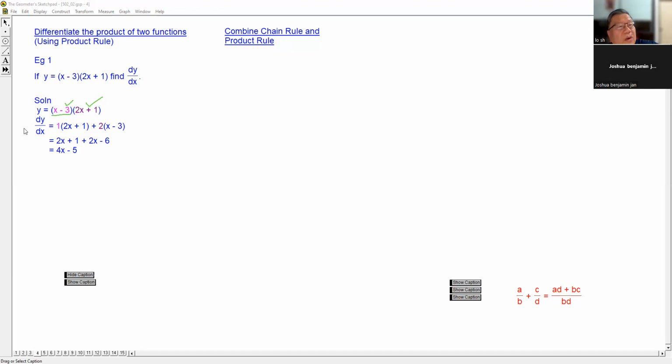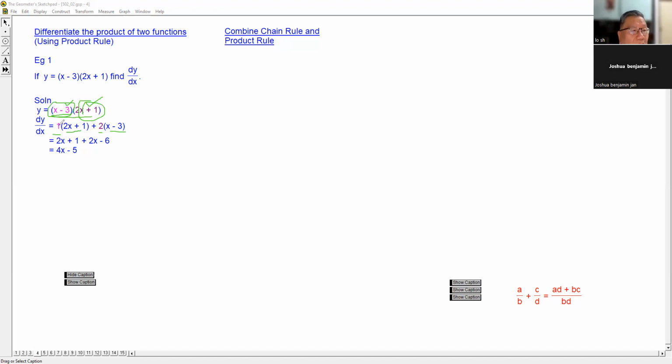Okay? So one more time. You differentiate the first bracket, you get this. You keep the second bracket, you get this. Differentiate, keep. Then the second term: you differentiate the second bracket, you keep the first bracket. So it's alternate. Differentiate one, keep one, differentiate one, keep one. Then you add them up. That will be the answer.